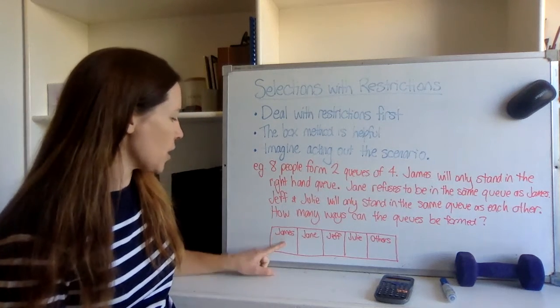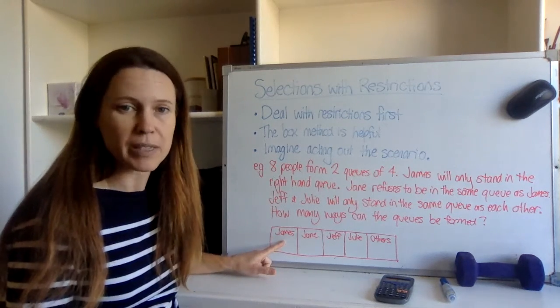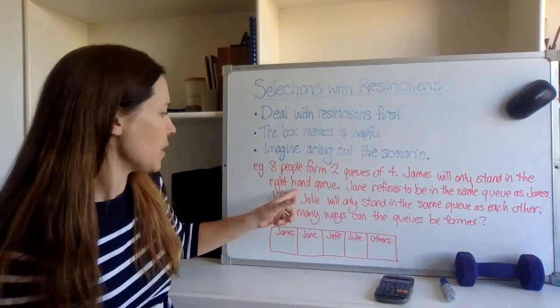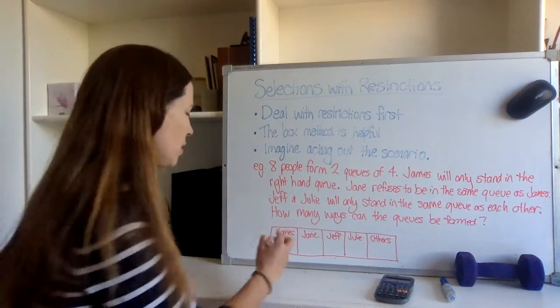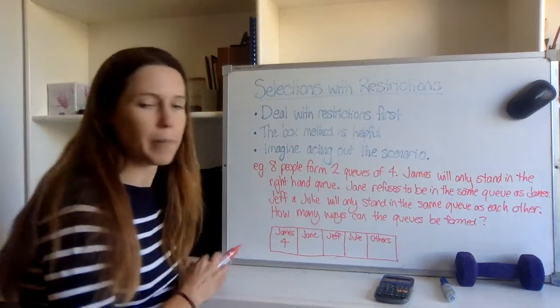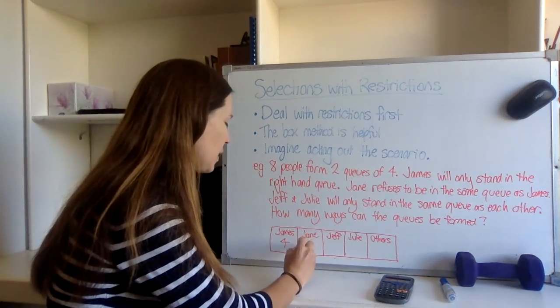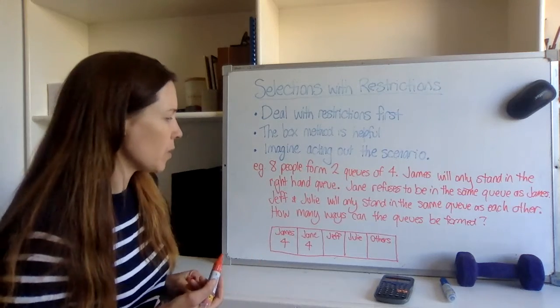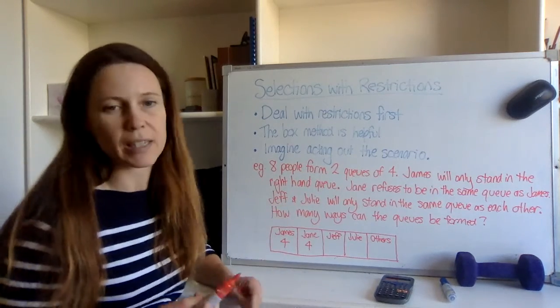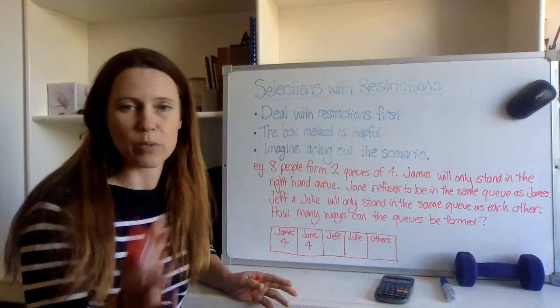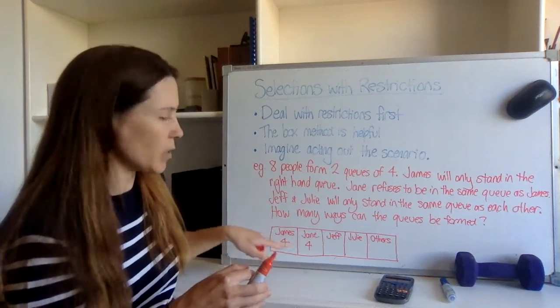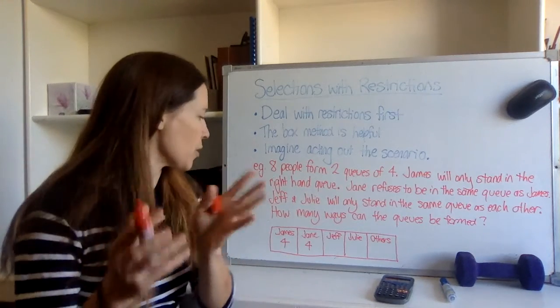So let's consider James first. How many places can he possibly stand? Well, if he's only in the right-hand queue, and that's a queue of 4 people, there's only 4 places that we can put him. And if Jane has to be in the other queue, then she has 4 places in that queue that she could stand. Now if we're putting Jeff and Julie into the same queue as each other and we're not sure which one that is, we know that there's 3 spots left in each queue because we've already got a person in each.